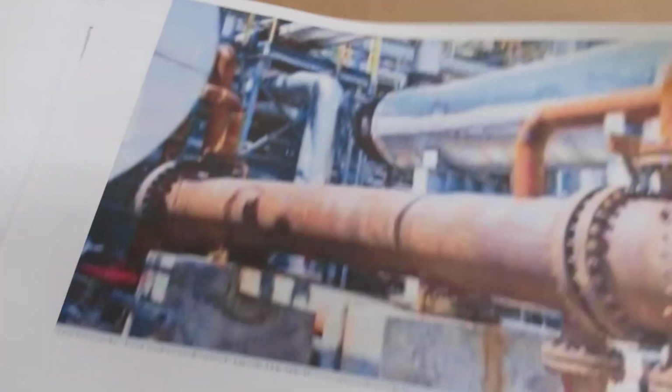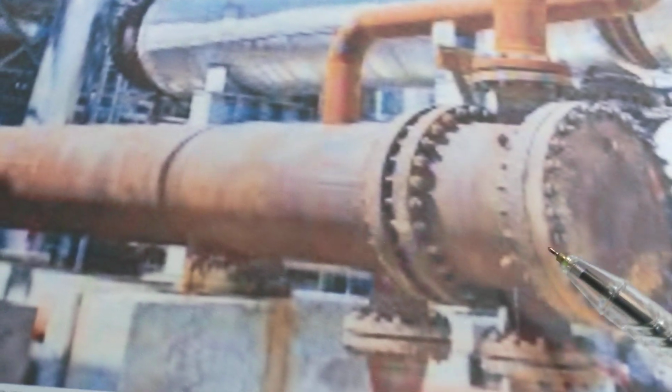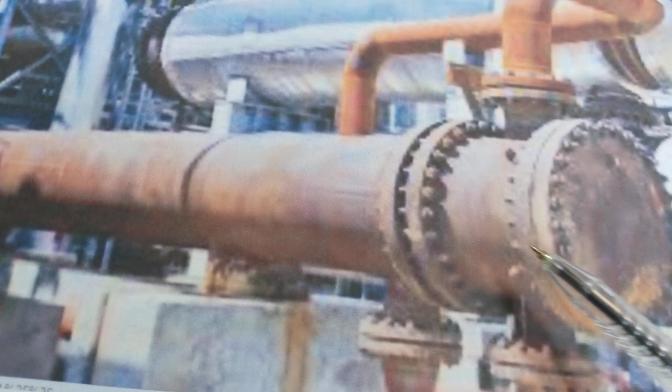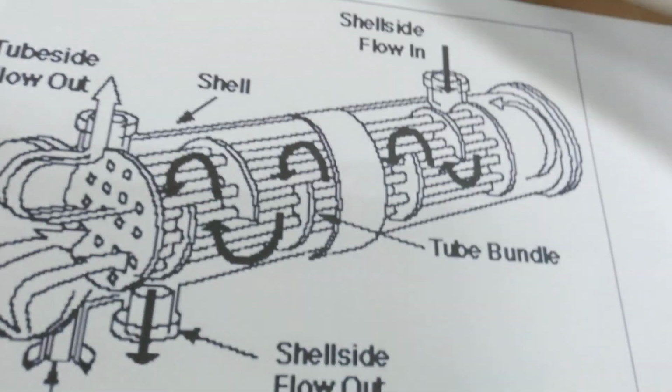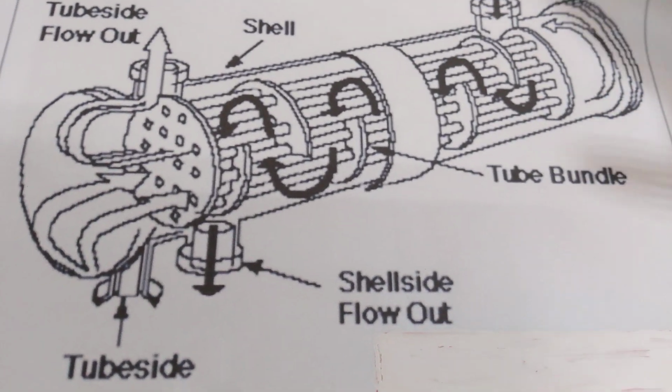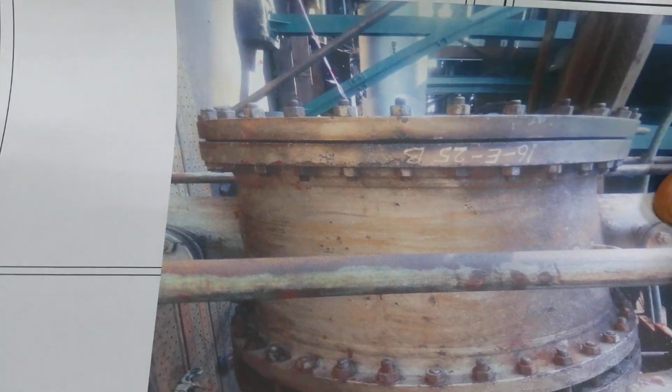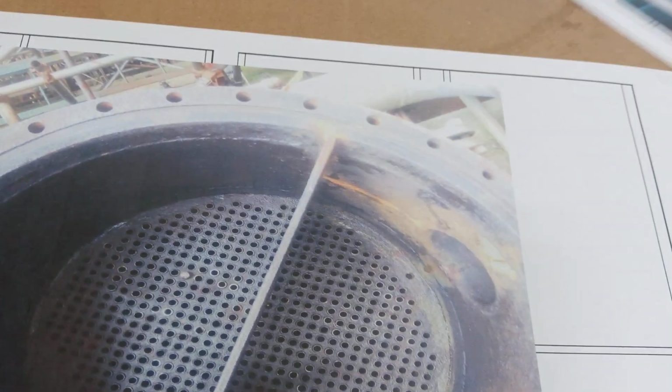If you take a look at this, this is the shell cover. This is the shell head. That's where you access the tube. And this is the floating head. If you take a look at this, when this is open, this is what you get.